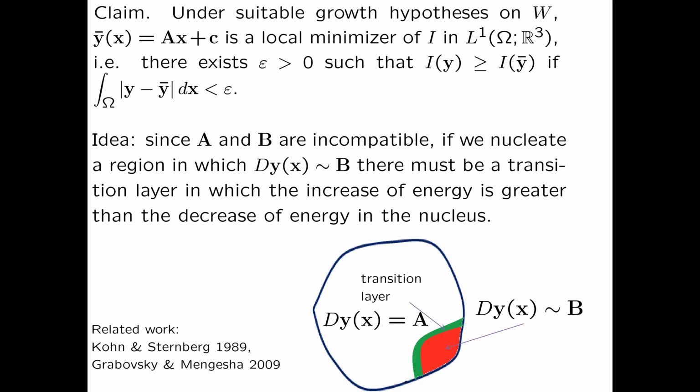And the idea is that since A and B are incompatible, if you try to nucleate a region where dy of x is B or near B, then because they're not compatible, there has to be a transition layer. And the gain in energy in the transition layer can be more than the loss of energy in the nucleated phase. And so, anyway, it's quite an interesting kind of result.